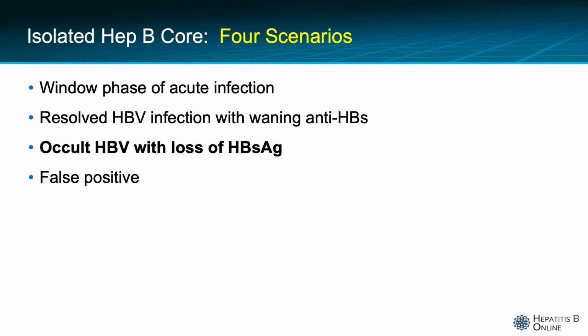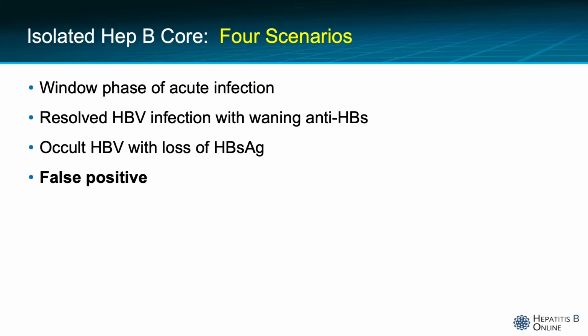The third scenario is chronic infection that can manifest as an isolated core antibody when the surface antigen has waned over time due to low production. We can sometimes see this in a chronic carrier state when they have started to gain some better immune control and therefore lose their surface antigen, or they have developed mutations to the surface antigen protein that have escaped detection by our standard assays. And finally, the fourth scenario is a false positive.